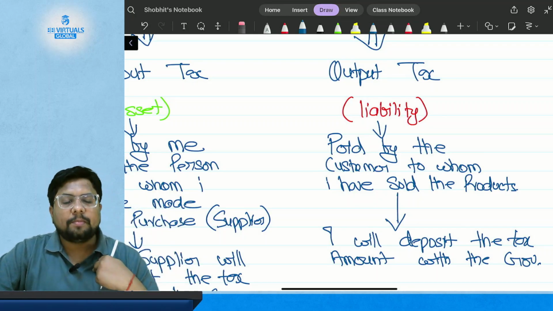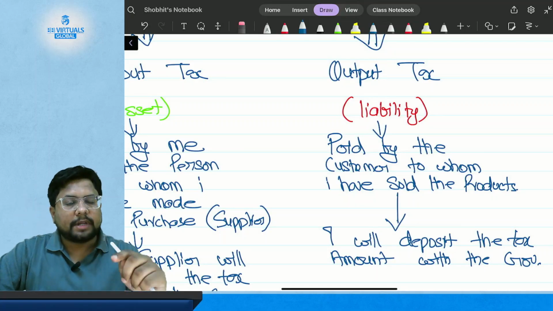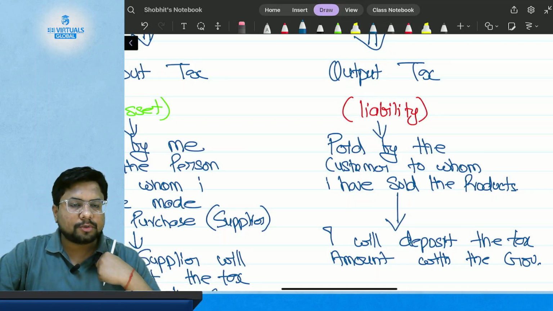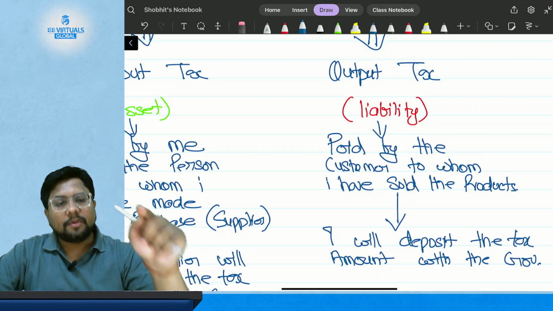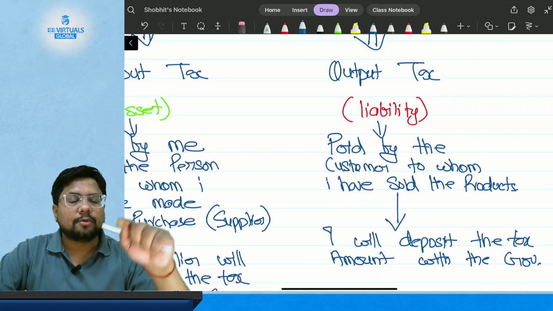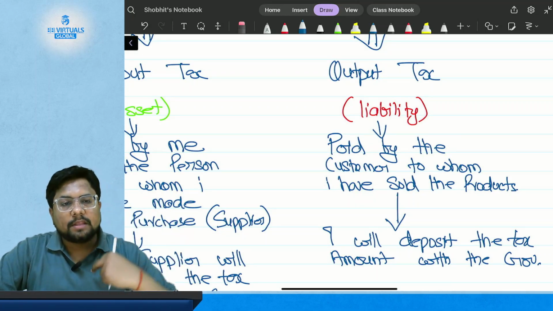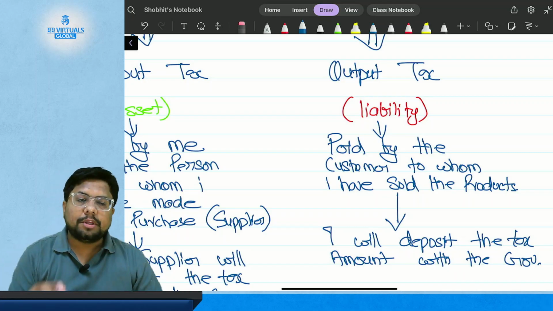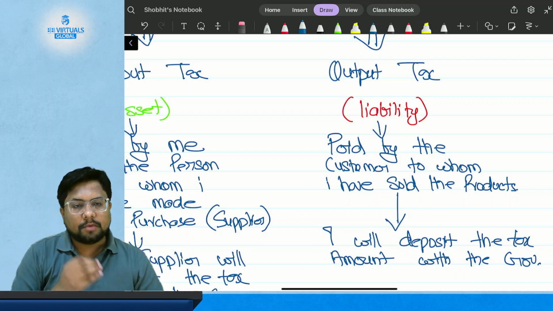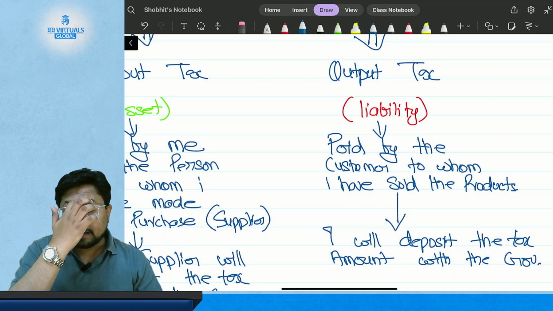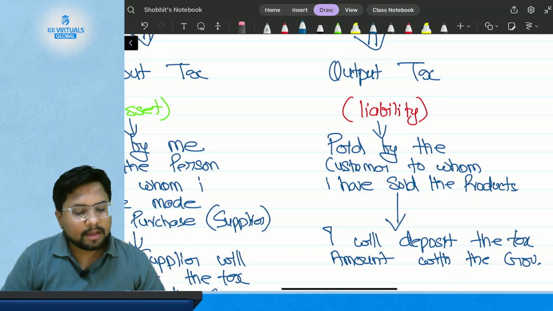and then I will pay that tax money to the government. So tax is levied on me because I am selling the goods or services, but I will take that tax money from you. Hence it is an indirect tax, because you will pay the tax to me, and then I will pay it to the government. It is my duty to pay the government, but I will take that money from you. Hence it is an indirect tax.